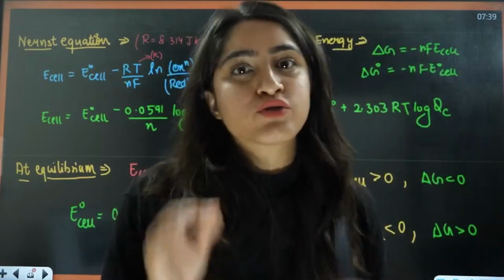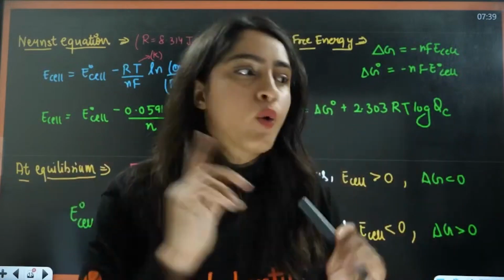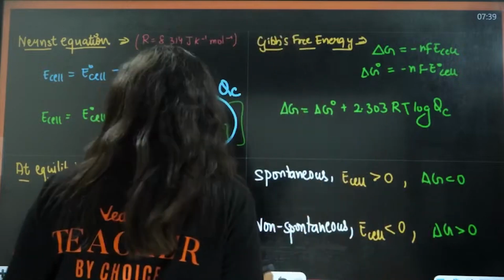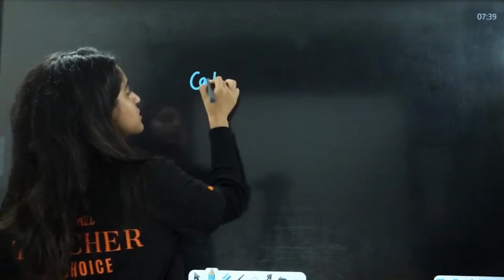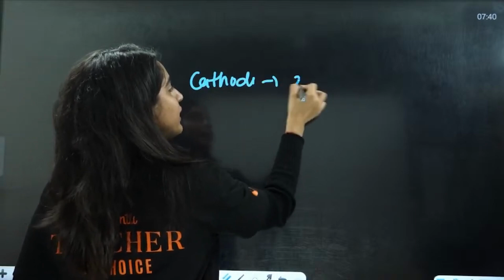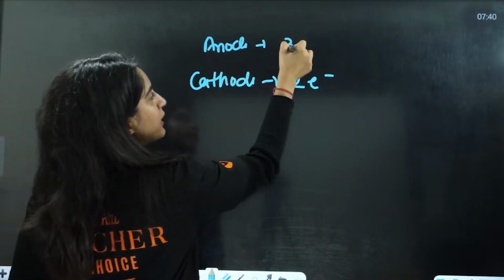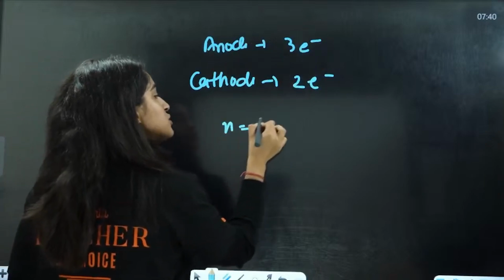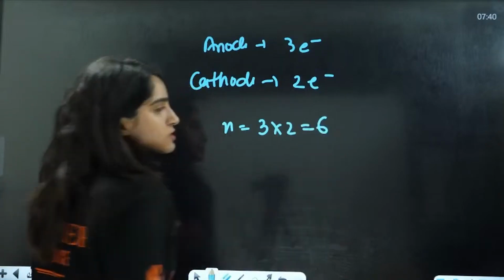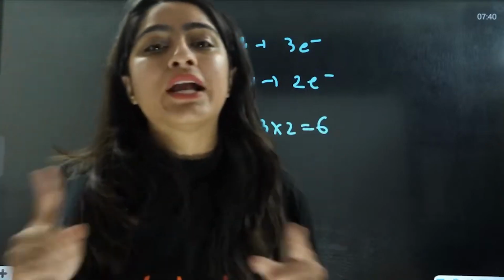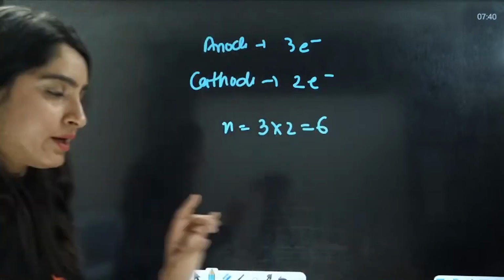And always the number of electrons gained and lost should be equal. For example, at the cathode side you have 2 electrons that are gained, and at the anode side you have 3 electrons that are lost. So n will be 3 into 2, that is 6. Always see that the number of electrons gained and lost should be equal here.